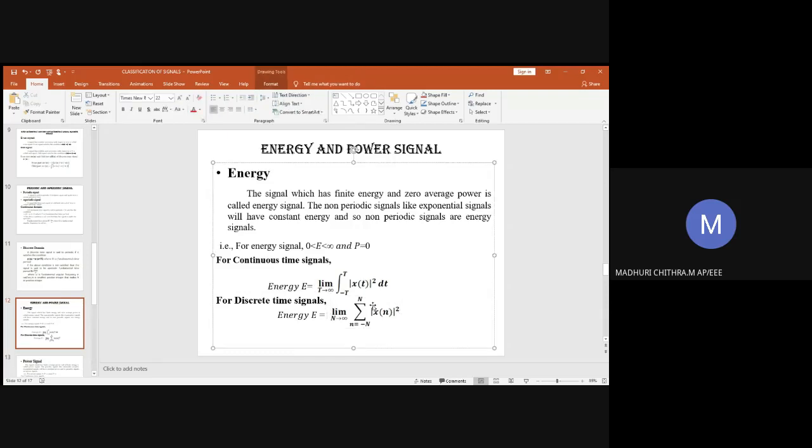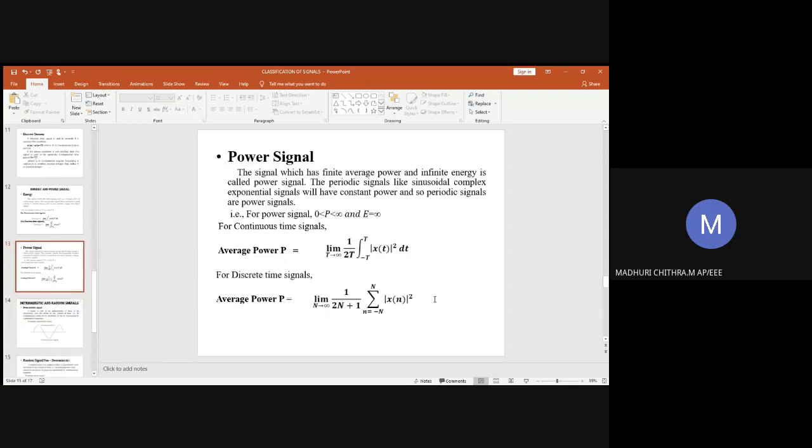We should learn these formulas. Energy E equals limit T tends to infinity, integral from minus T to T, modulus x of t the whole square dt. Since t is present, it is a continuous time signal. In terms of discrete time signals, how do we represent the energy? Energy E equals limit N tends to infinity, summation from n equal to minus N to N of modulus x of n the whole square. So this is for energy signals.